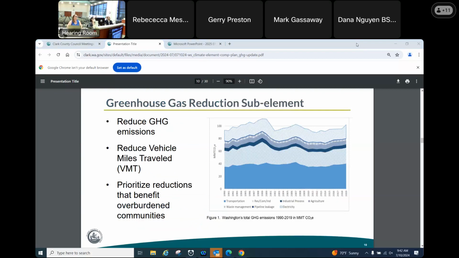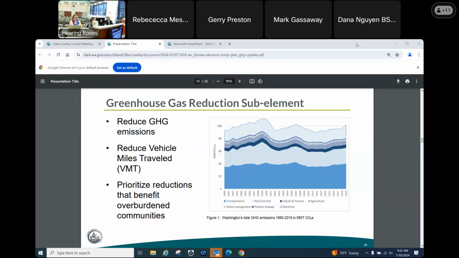Since we'll be focusing on greenhouse gas reduction today, I just want to remind you all of a few of the key requirements of this portion of the bill. So the bill tells us we need to have a list of goals and policies that the county will be able to implement over the next 20 years that will reduce greenhouse gas emissions, reduce vehicle miles traveled per capita, so per person, and prioritize reductions that benefit our most vulnerable community members.